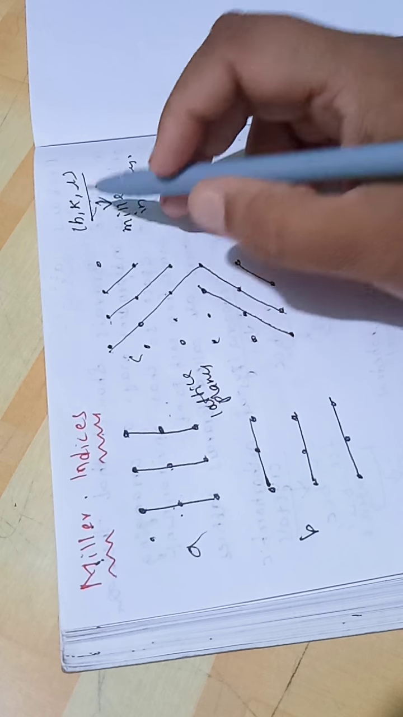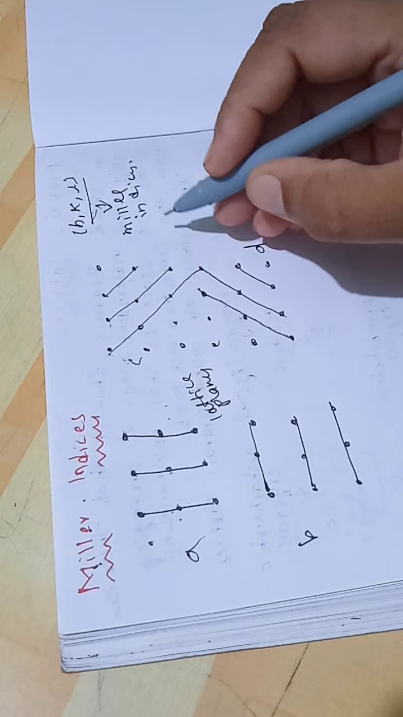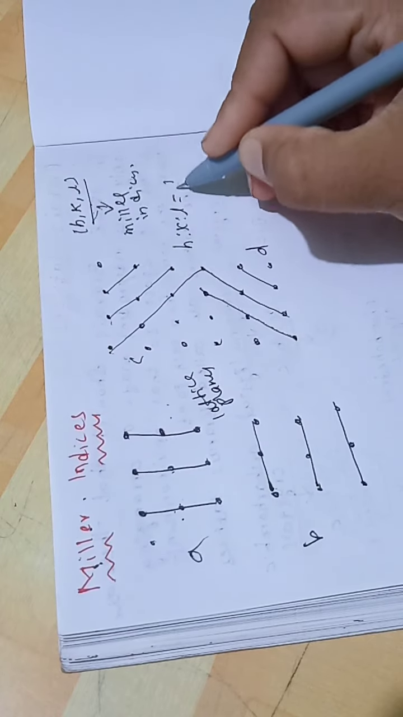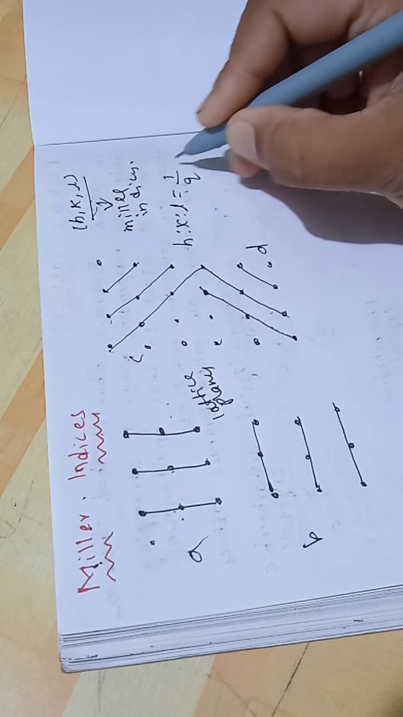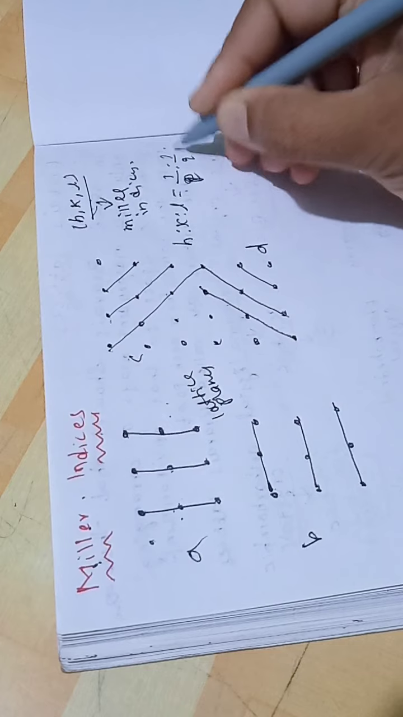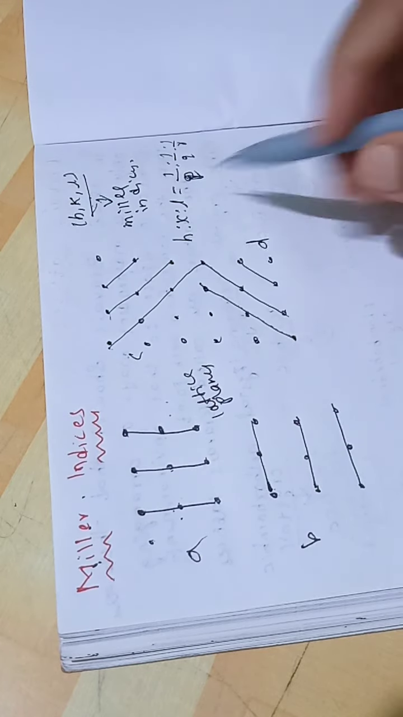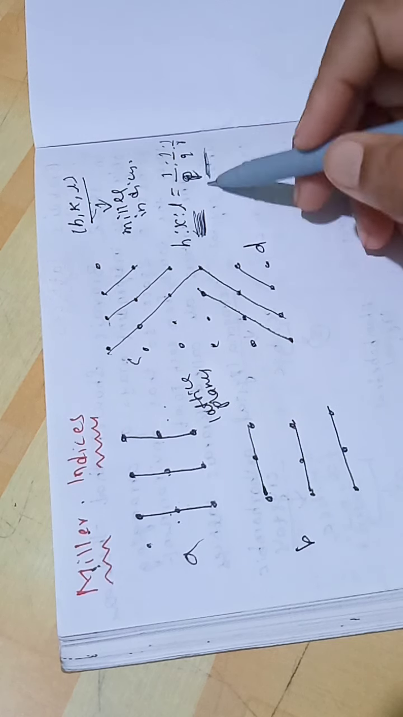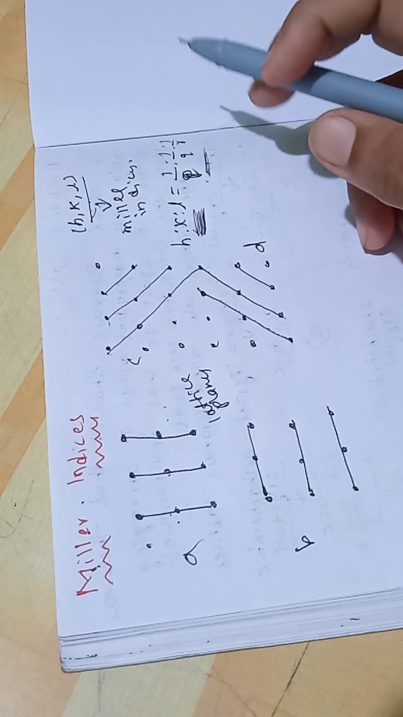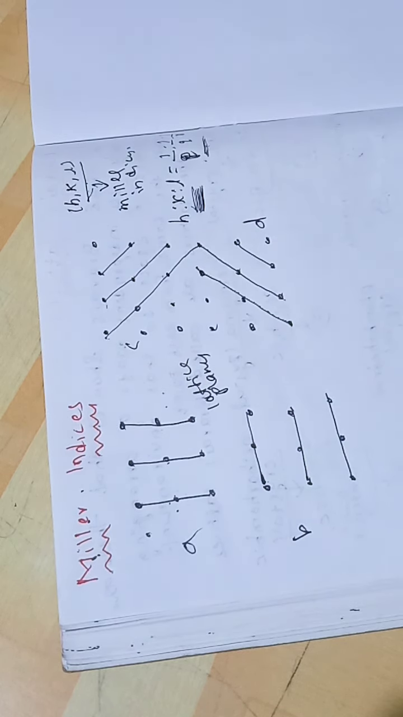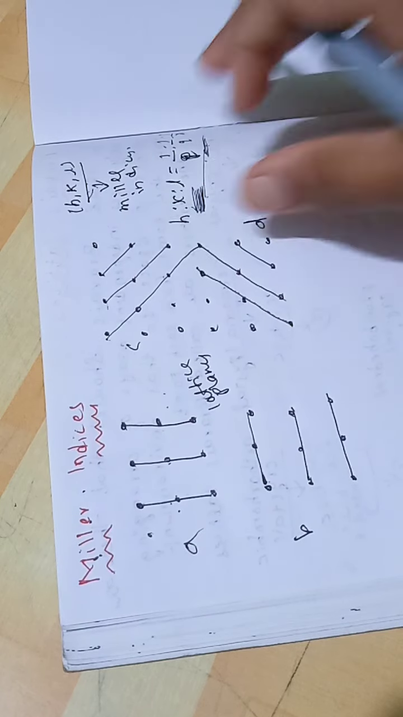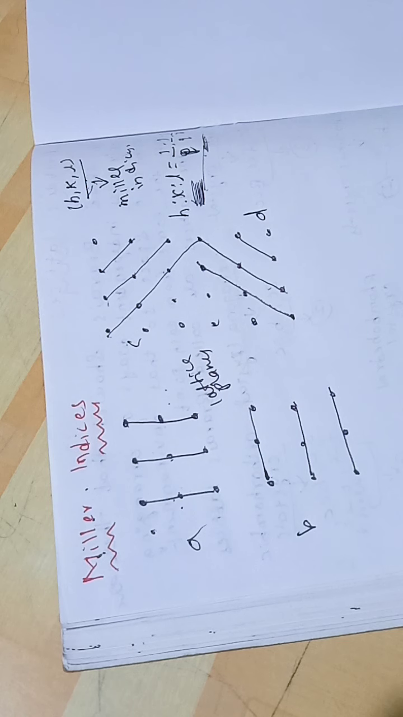Right? So Miller indices are defined as the three smallest possible integers which have the ratio h : k : l, the ratio of reciprocals of p, q, r intercepts. The ratio of these smallest possible three integers is the same as the ratio of reciprocals of intercepts of the plane concerned on three axes. Now, if you want to understand this definition, if we go through the procedure, we can easily understand it. First, let us complete the procedure and again I will define what Miller indices are.